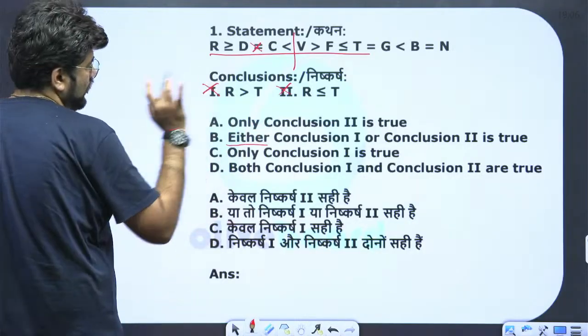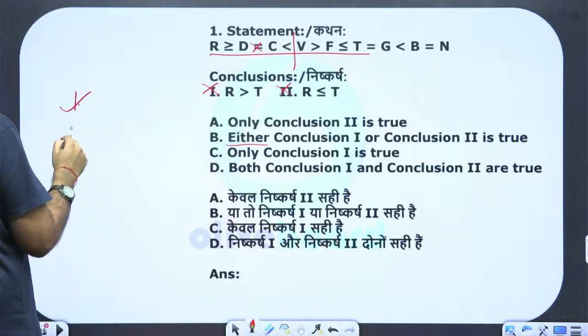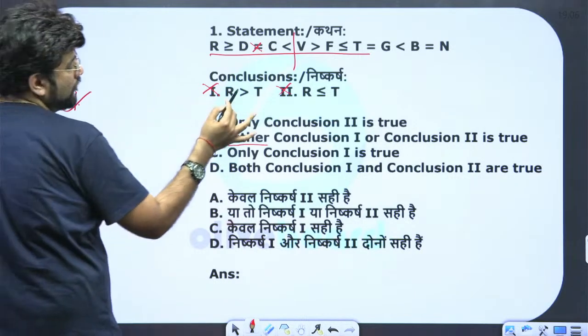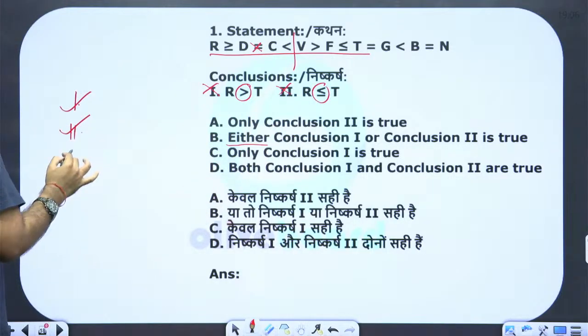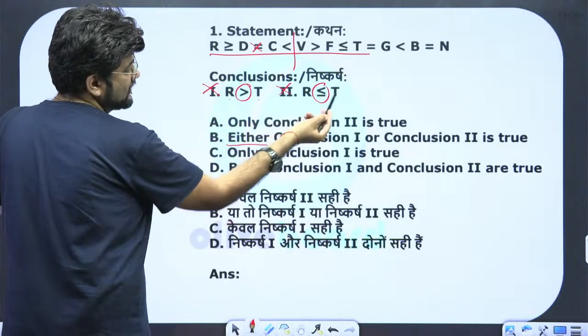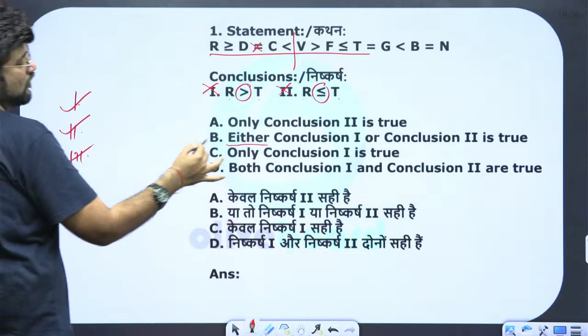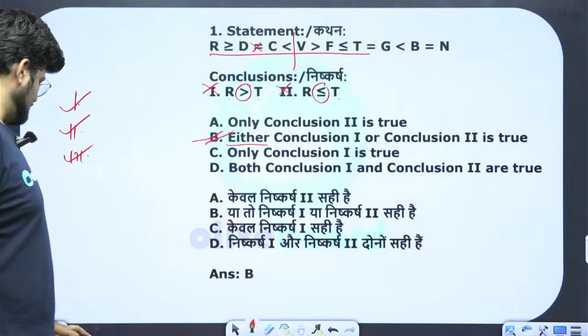Condition number 1, both should be incorrect. Is it true? Yes. Correct. Condition number 2, combination of 3 signs, greater than, less than, equal to. Yes. Condition number 3, element should be same and unidirectional. Yes. So option B is the correct. Cool. Understood? Next.